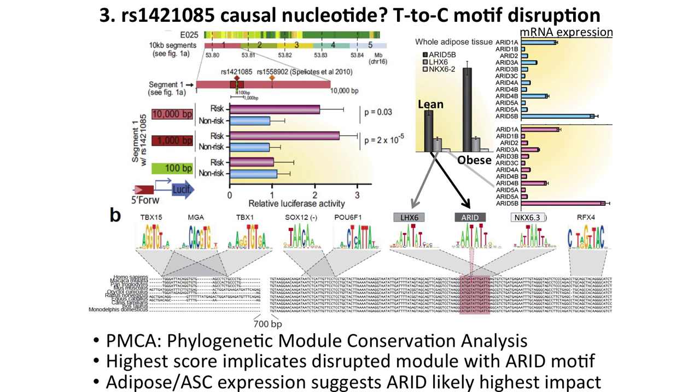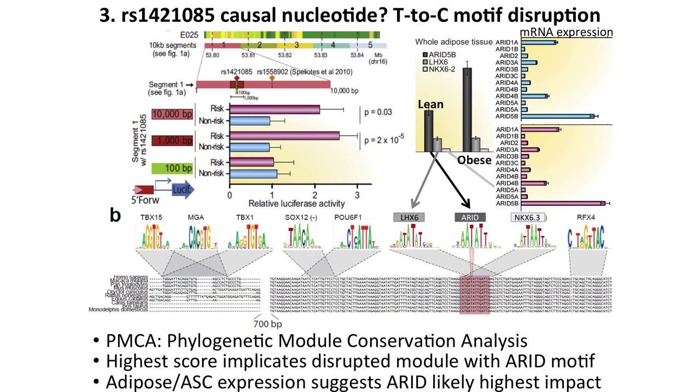The C is the risk variant. The T is the regular variant. And that T is, in fact, predicted to disrupt three different potential regulators. When we looked at the expression of these regulators, we found that ARID, this middle motif right here, is in fact the most strongly expressed in whole adipose as well as adipocytes. For both lean and obese individuals, it's by far the most strongly expressed. And it's actually part of a family. And among all the family members, ARID5B was in fact the most strongly expressed. So we decided to pursue that one, and we got lucky.